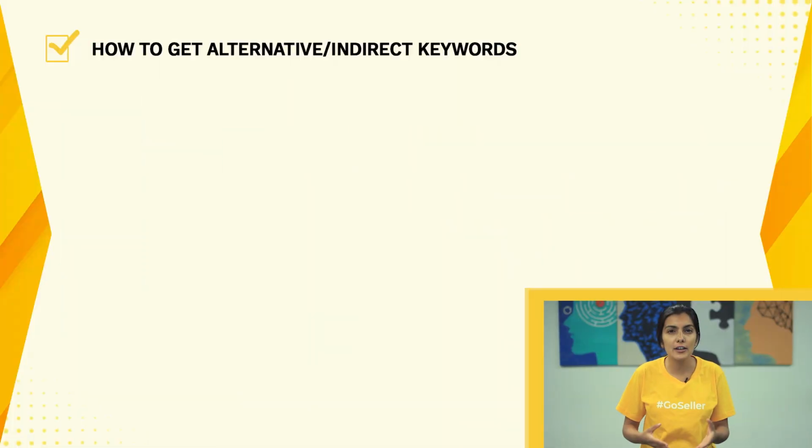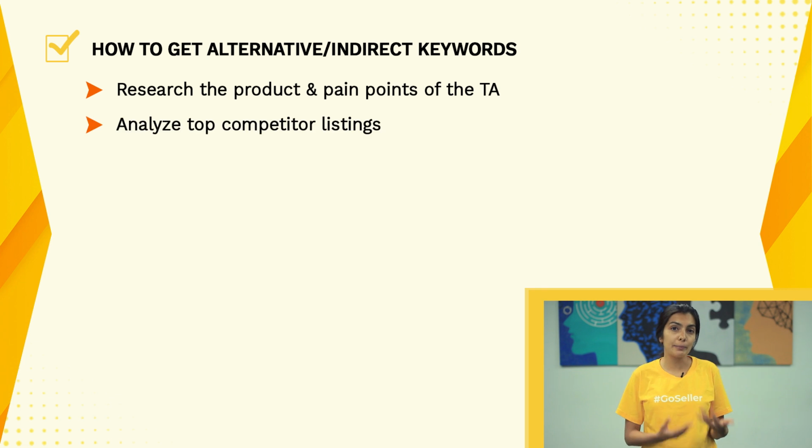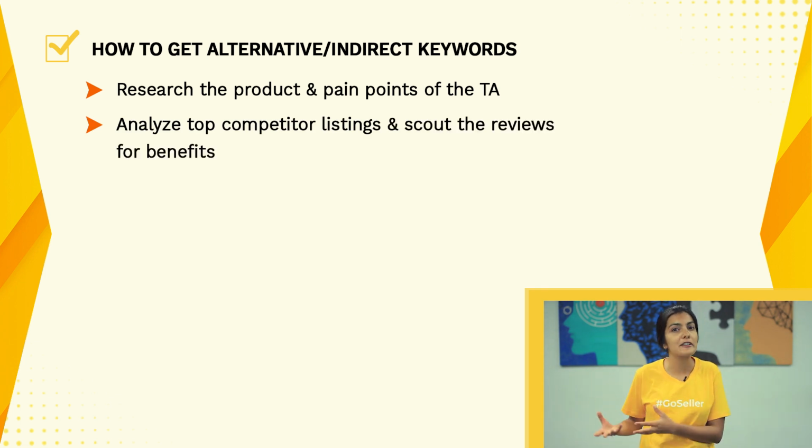The only way to get these keywords is by analyzing your product and your target audience thoroughly. A good lead is to analyze your competitor listings and the reviews they've got. In the reviews, you can figure out what pain points your target audience has, and what benefits they are getting from the existing products. Is there any market demand gap?